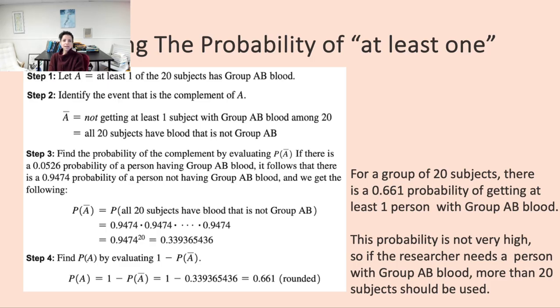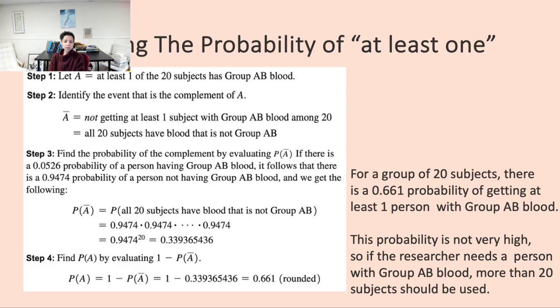Okay. So let's let A be getting at least 1 out of 20 subjects with group AB blood. So we have to identify the complement. The complement is not getting at least one subject with AB blood among the 20 that we pick, which is the same as saying all 20 subjects have a blood type other than group AB. So next, what we do is find the probability of the complement.